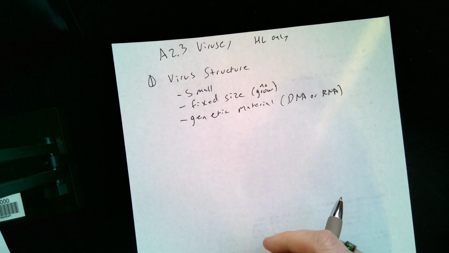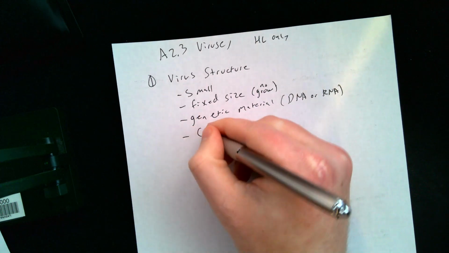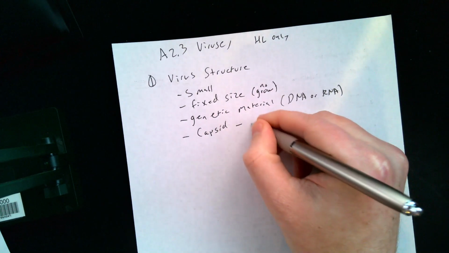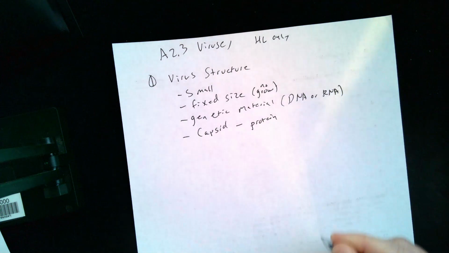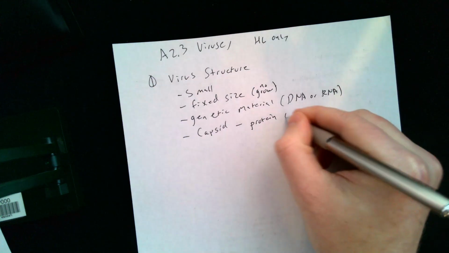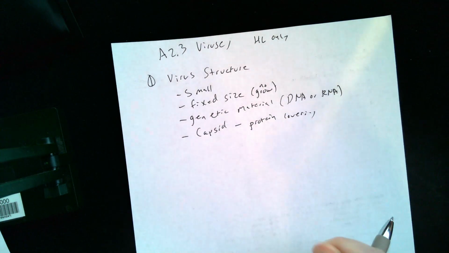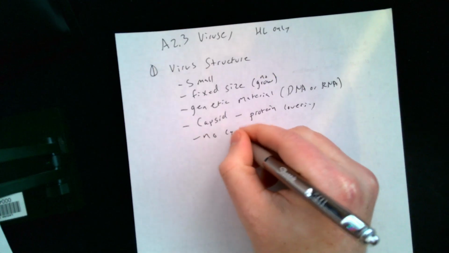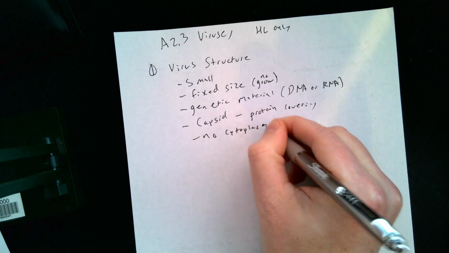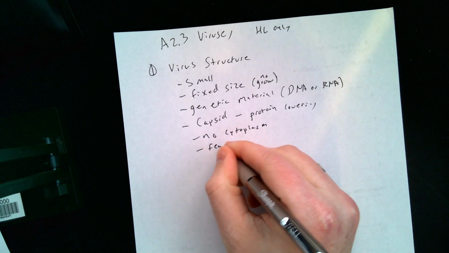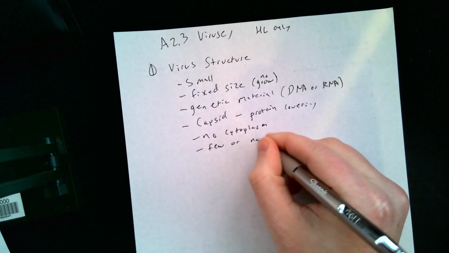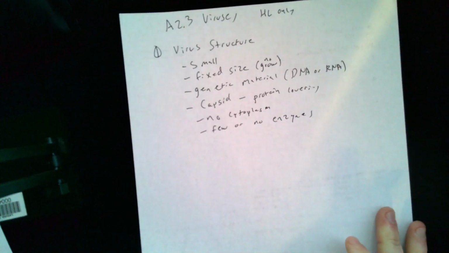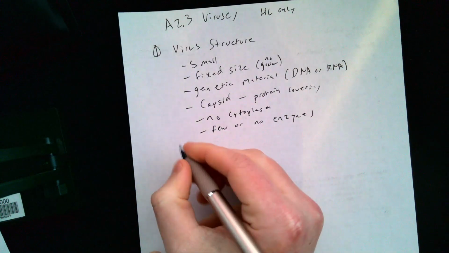They have a capsid. So instead of a cell membrane, they have a capsid. That's the outer coating, and that outer coating is made out of protein. So that is the protein covering. They have no cytoplasm and few to no enzymes, depending on the type. So they're very, very simple. Not a lot going on with them. So that is what they all have in common.